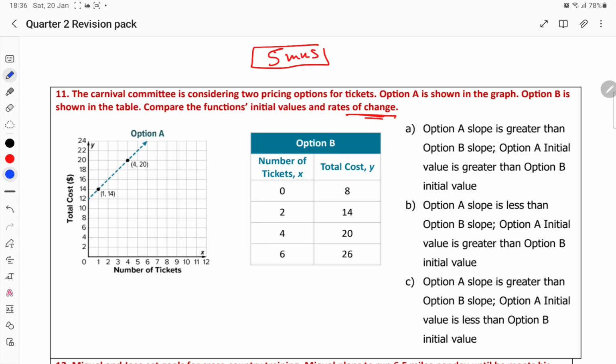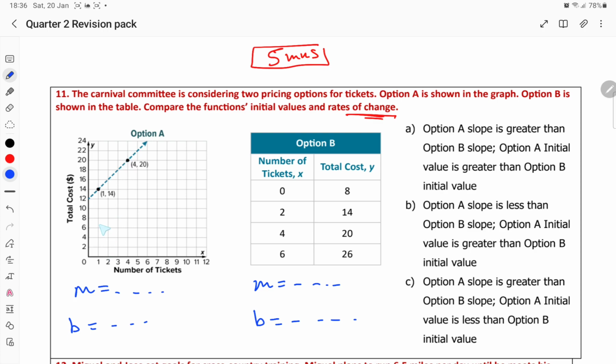Very good, welcome back. Now, in question 11, he wants to compare the slopes of the 2 options and also the initial value of the 2 options. Here I have the slope. I should get the m and the b for the first one, and I should also get the m and the b for option B.